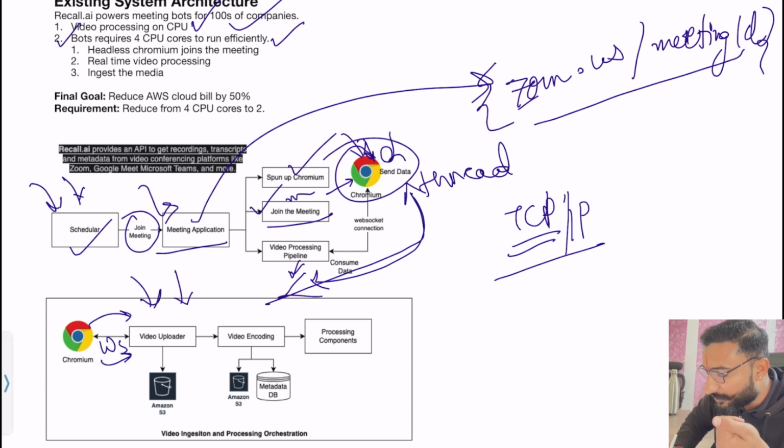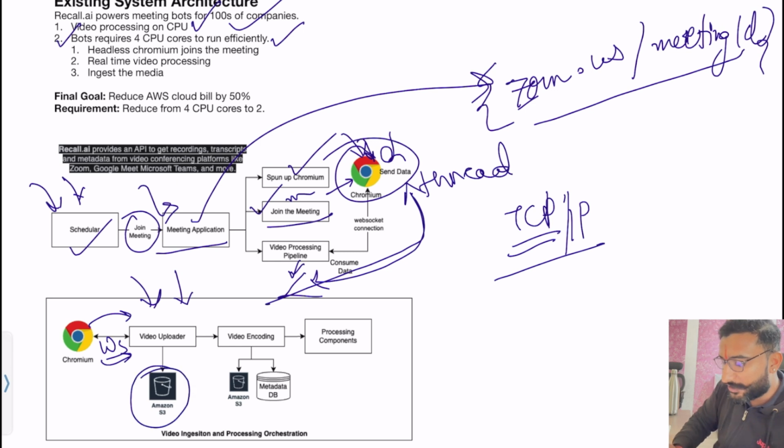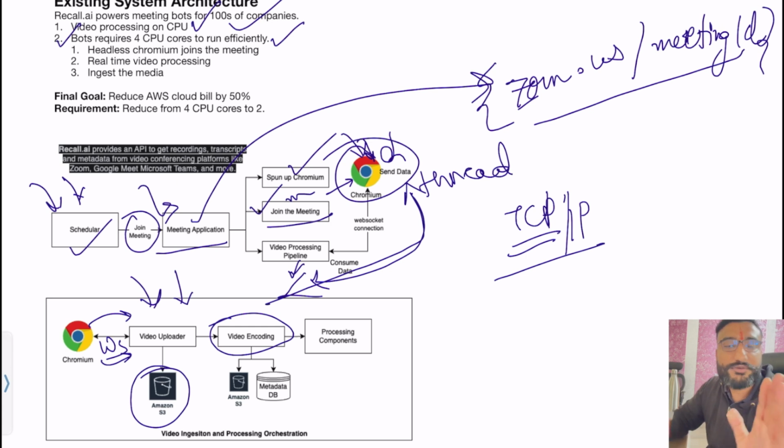Okay, this WebSocket connection with frames will be passed here, and then it is uploaded to some, let's say, object storage, and then you have video encoding. Why do you have video encoding? We have created a video related to Netflix video onboarding architecture.